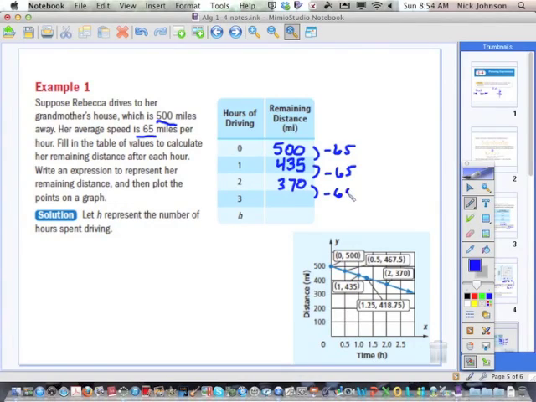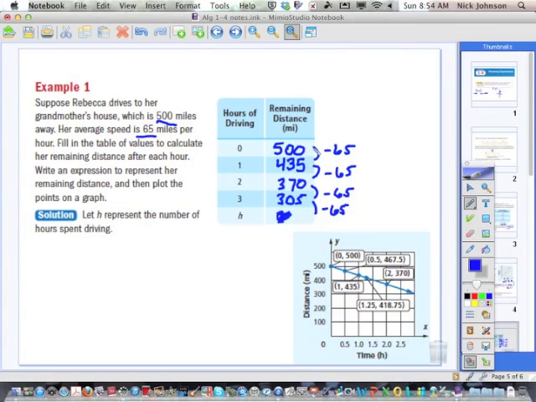You're going to subtract another 65, which is 305. And you're going to subtract another 65, which means you are at 240. Oh, sorry, that's H. My bad. Okay, so for H, this is going to be our expression.